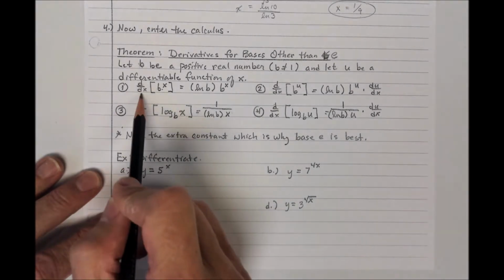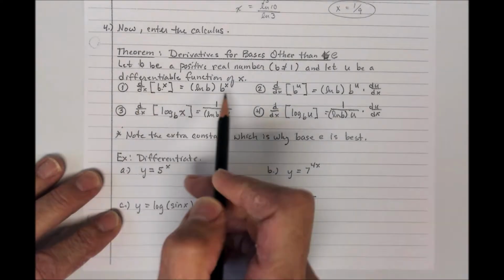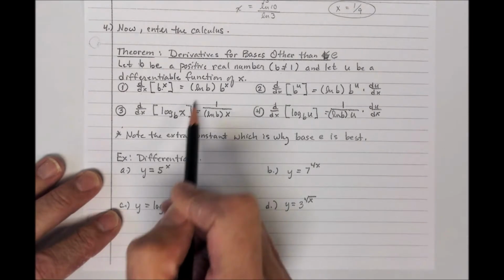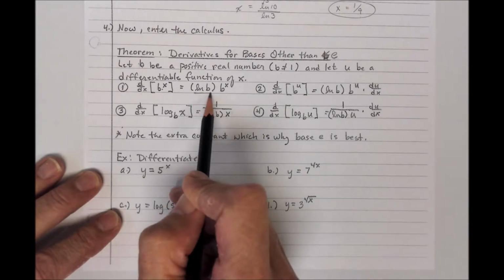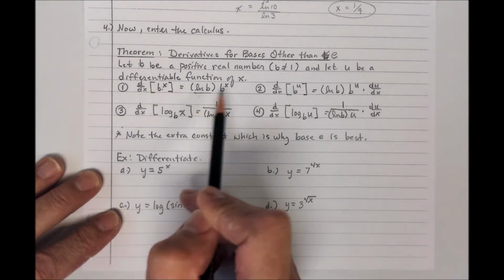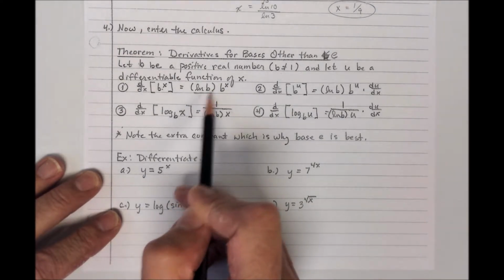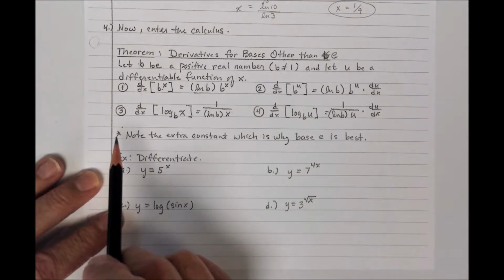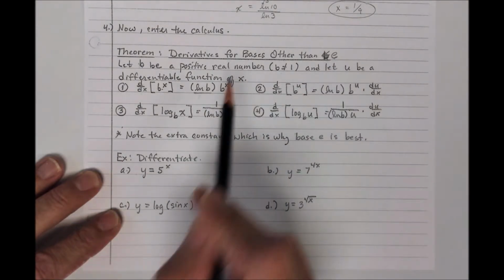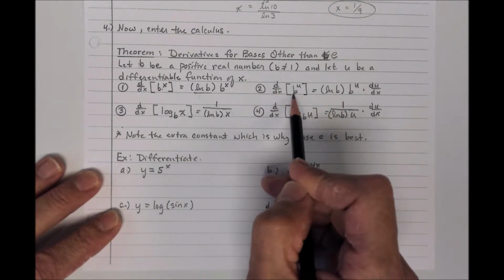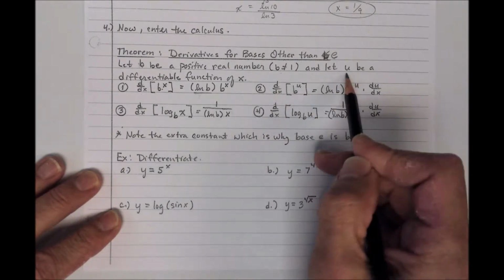The derivative with respect to x of b raised to the x is equal to b to the x times the natural log of b. So there's just that extra factor here. Now if this was e to the x, we would get e to the x times the natural log of e, which is 1. So that would just drop out, and I would just have e to the x. So as I mentioned, even though it says other than e, this works for e as well. The derivative with respect to x of b raised to the u, where u is a differentiable function of x.